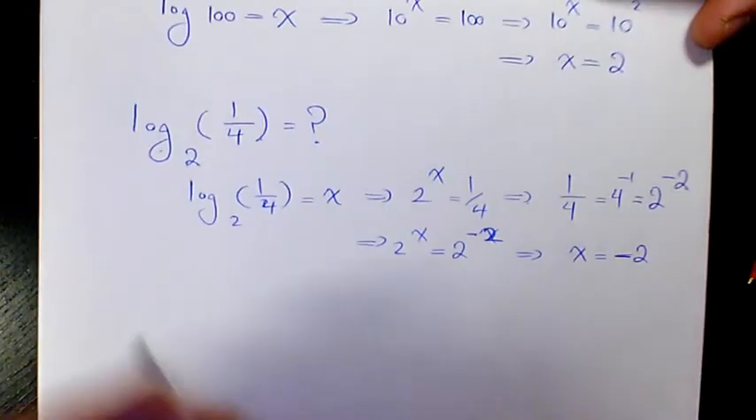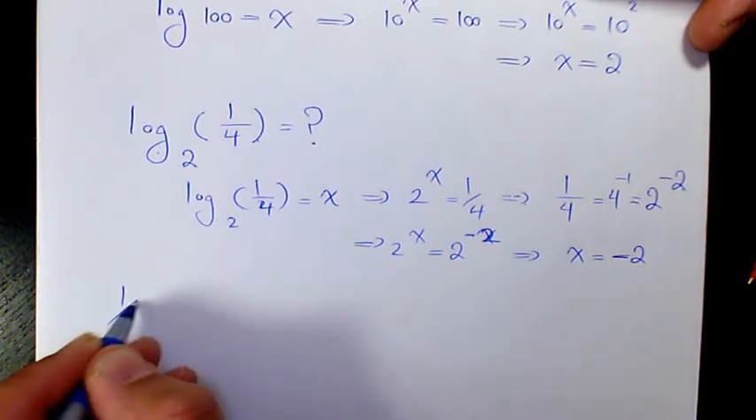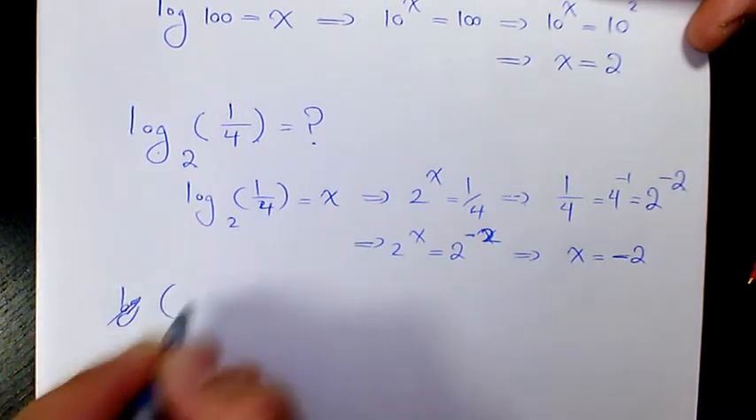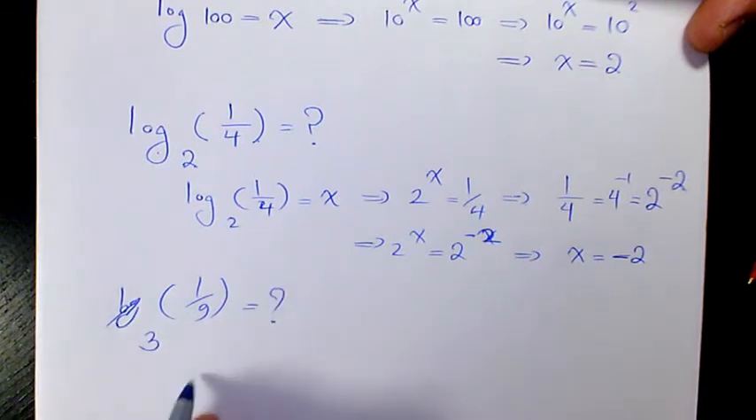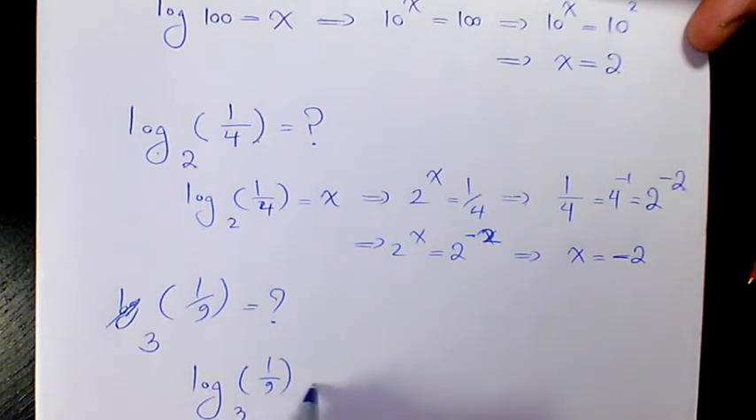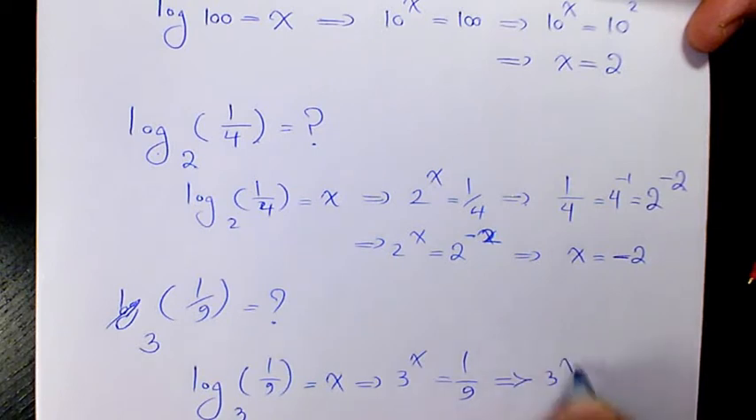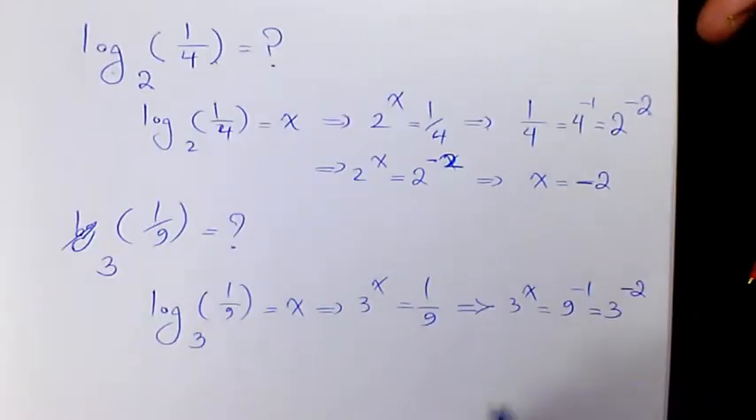Next example, log of 1 over 9 base 3. In this case, you're going to say log 1 over 9 base 3 equals x. So 3 to the power of x is 1 over 9, which will be 3 to the power of x equals 9 to the power of negative 1, or 3 to the power of negative 2, which we can say x equals negative 2.